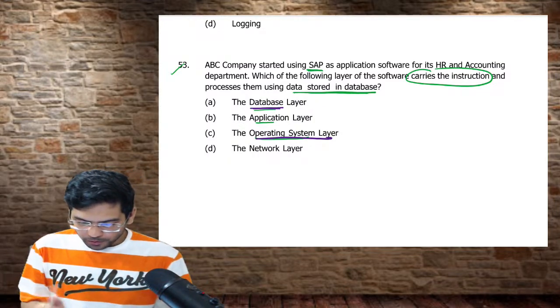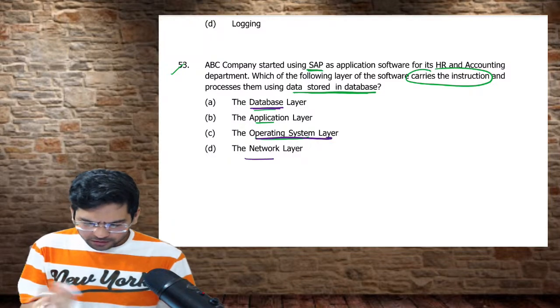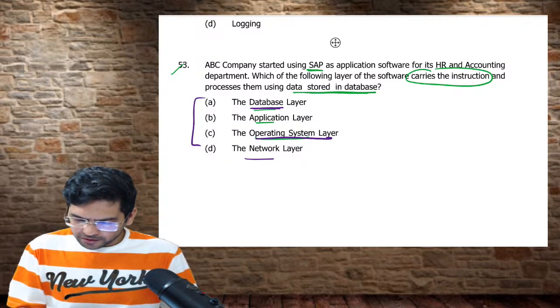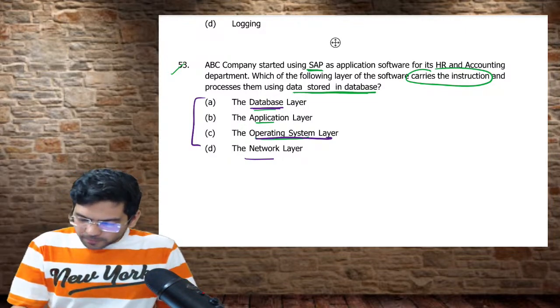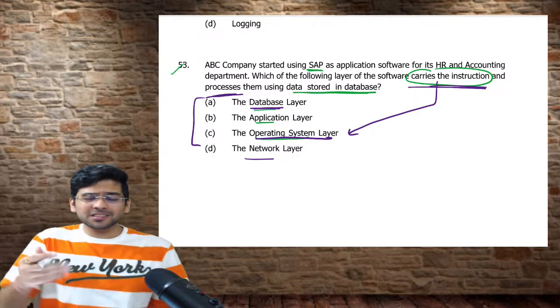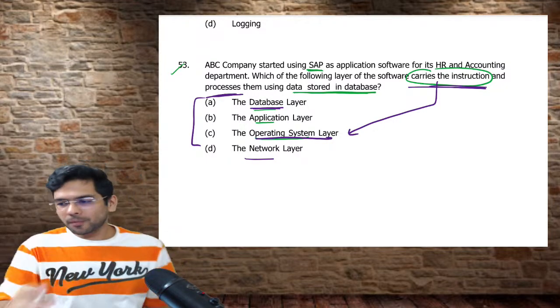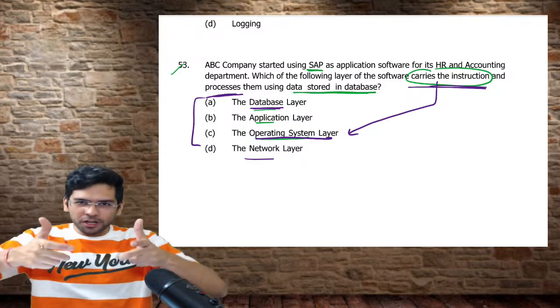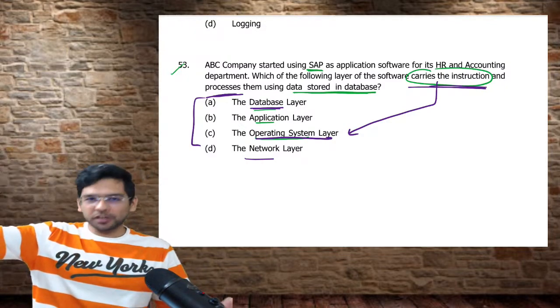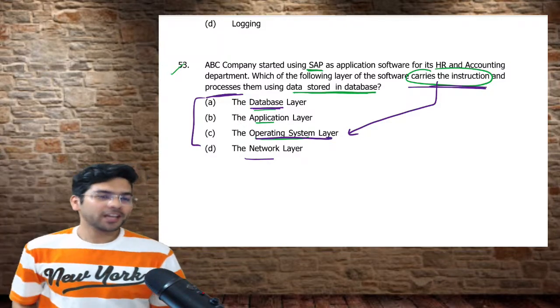So in this particular question, the correct answer, network layer is not a layer at all. We have got 3 layers of any application software. So the correct answer is basically operating system layer, which carries the instruction and processes. It's nothing, guys, it's processing. Please remember again, application layer is for inputting, operating system layer is for processing, and database layer is for storage, or let's say retrieving any stored information.